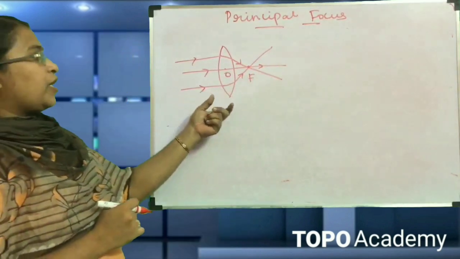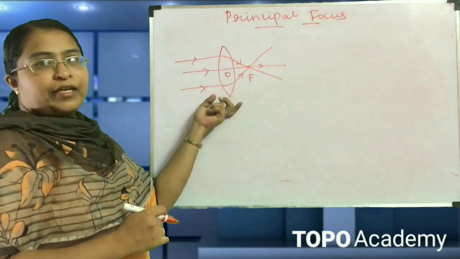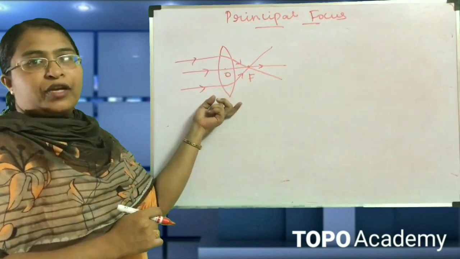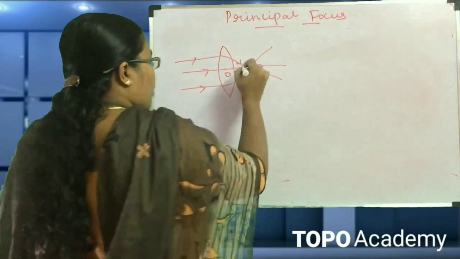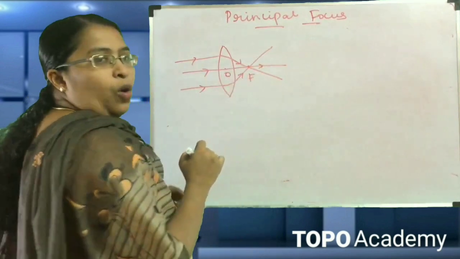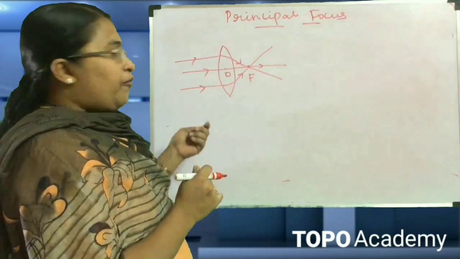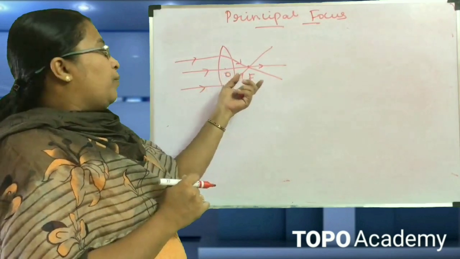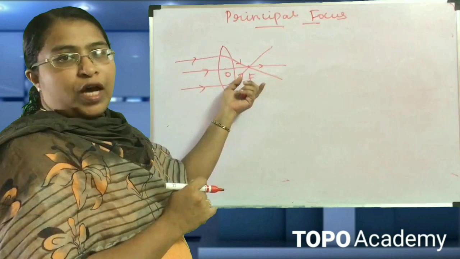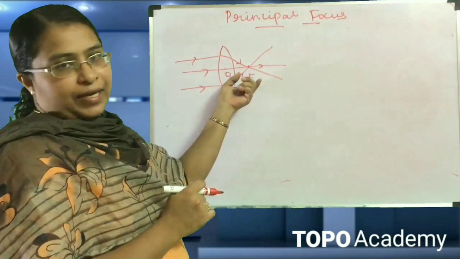Here we can see light rays are passing through the lens and it is undergoing refraction, and after refraction all the light rays are converging at a point. This point is known as the principal focus of the convex lens.